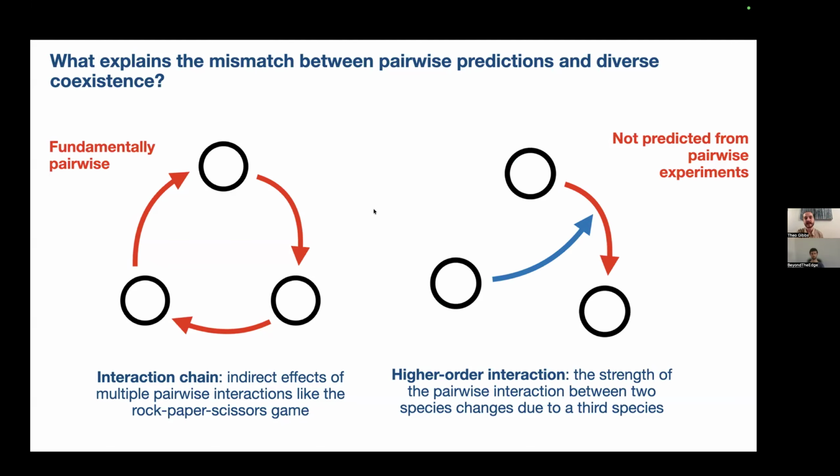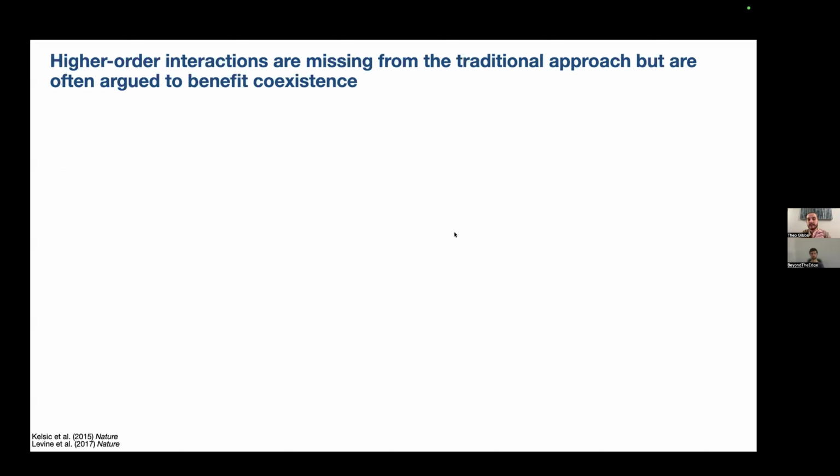But the idea is just that, on the left-hand side, these interactions are fundamentally pairwise, and so they could, at least in principle, be measured from the pairwise experiments. But on the right-hand side, they can't be measured from two-species experiments. And so as a result, they're just fundamentally missing from this traditional approach. But I would say, the idea of higher order interactions in ecology has been around for 50, 60 years or so, and they're often argued to benefit coexistence.